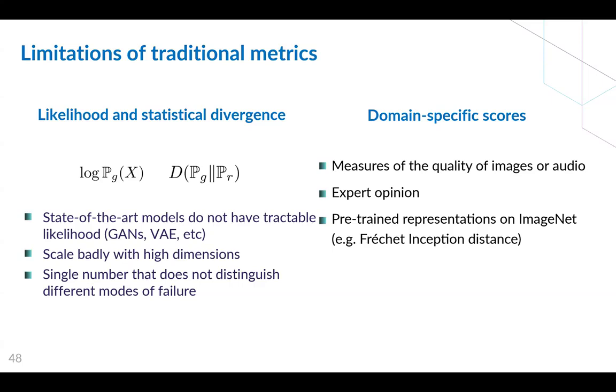Last but not least, likelihood or statistical divergence summarizes the entire distribution into a single number, which does not distinguish different modes of failure and doesn't give us much insight when the data is not good. There are also highly domain-specific scores, especially for images and audio, but those are quite narrow in their application scopes and may depend on pre-trained models and expert opinions.